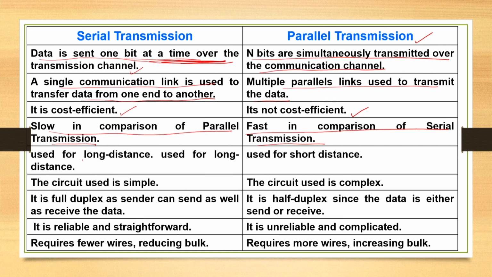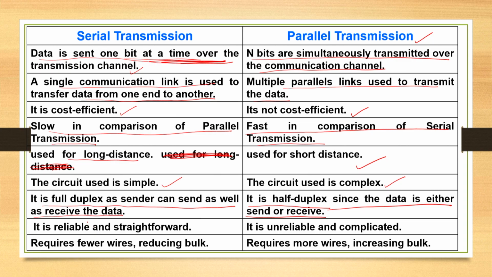Serial transmission is used for long distance, and parallel transmission is used for short distance. The circuit used in serial transmission is simple, whereas the circuit used in parallel transmission is complex. Serial transmission is full duplex, as the sender can send as well as receive data, whereas parallel transmission is half duplex. Why? Because the data is either sent or received.